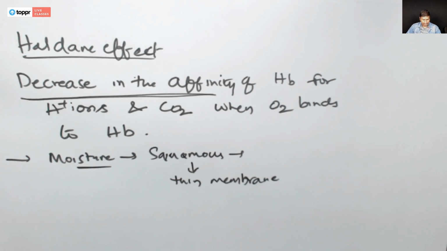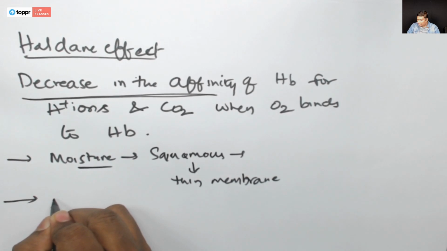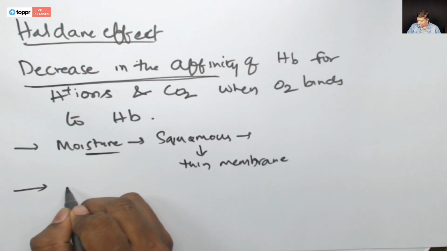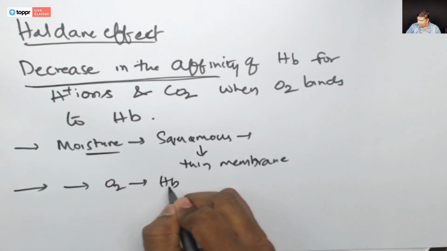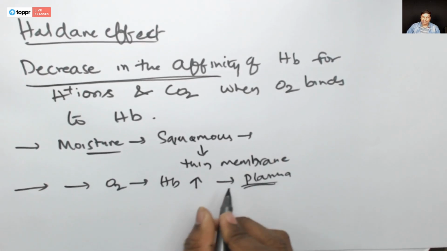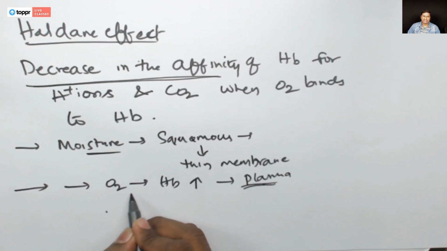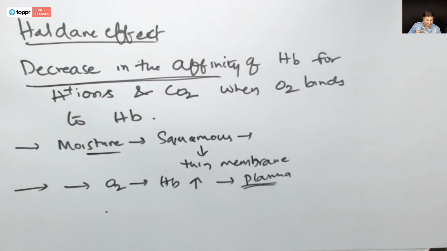Then, why does a negligible amount get dissolved in plasma? This is about oxygen, right? The affinity of oxygen towards hemoglobin is much higher than the affinity of oxygen towards the plasma. That's the reason why only a small percentage gets dissolved in the plasma. The rest of it will enter the RBC and get attached to the hemoglobin. So that's the reason why only a negligible amount remains dissolved in the plasma.